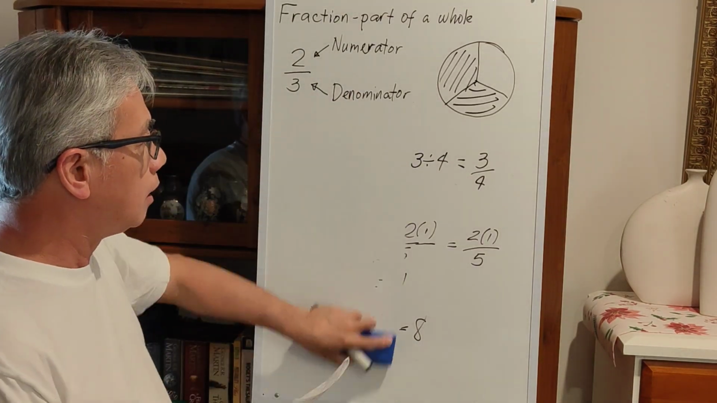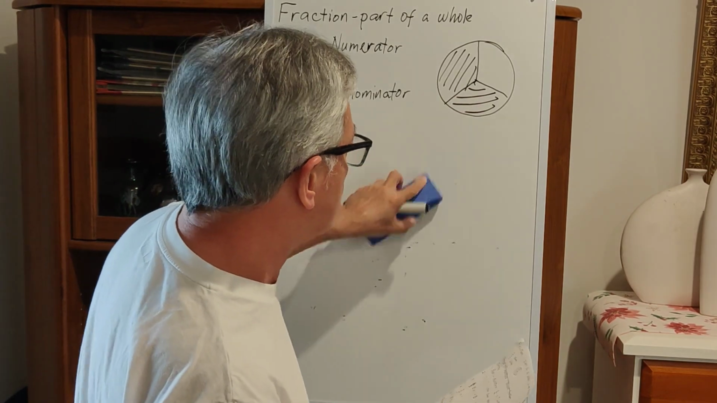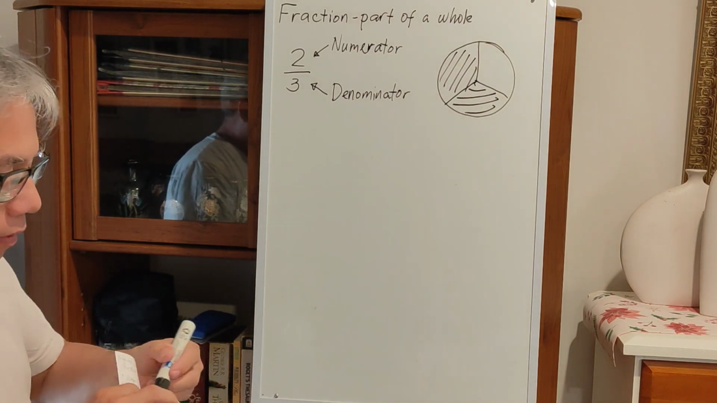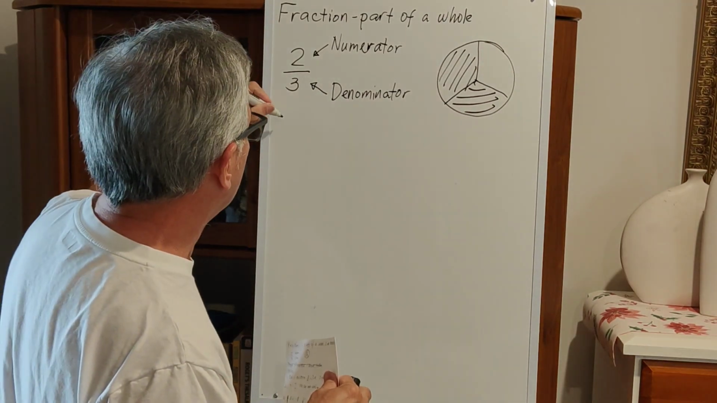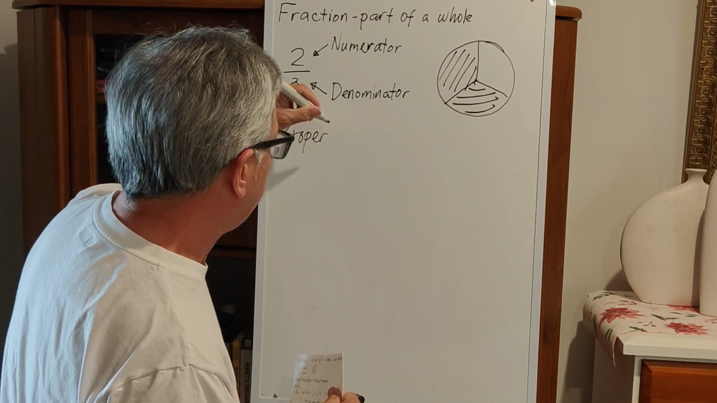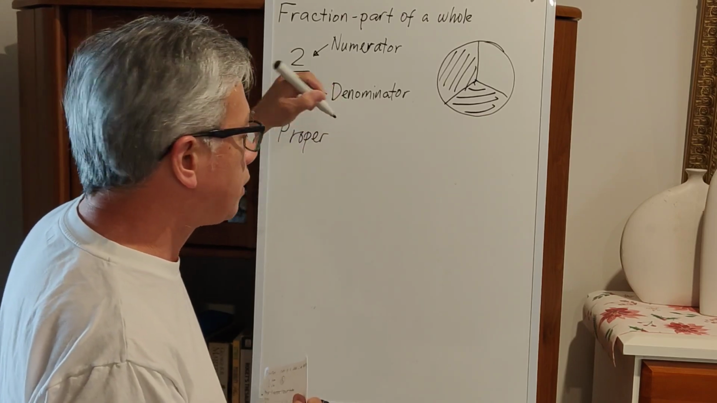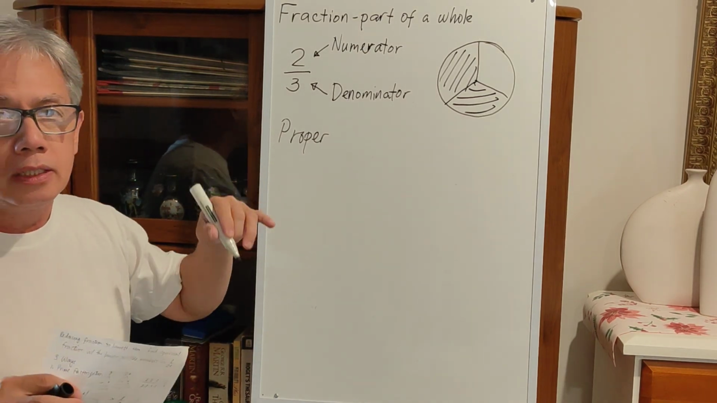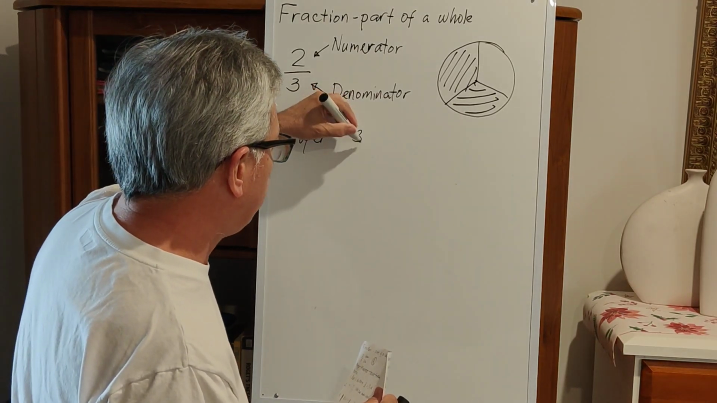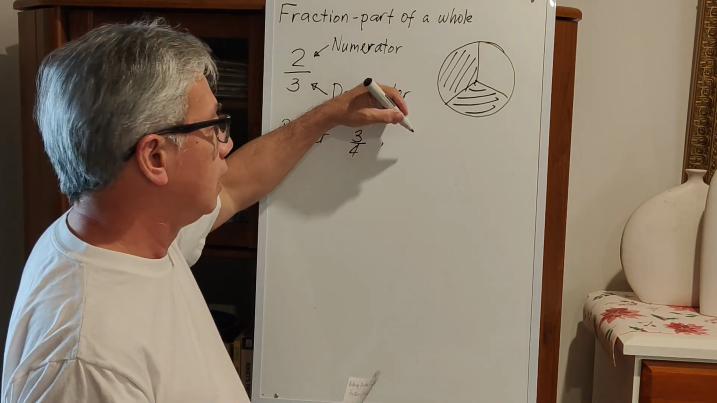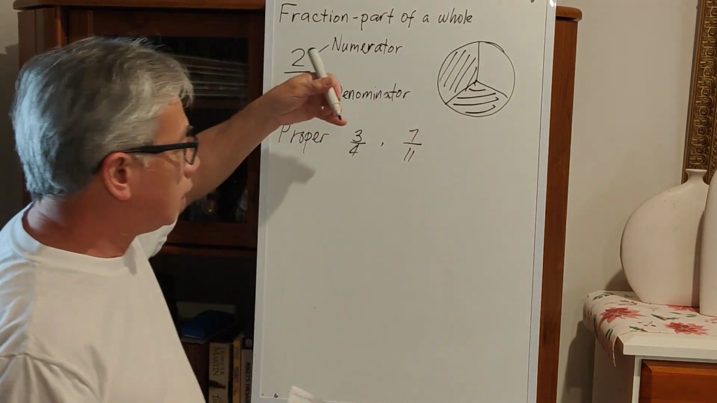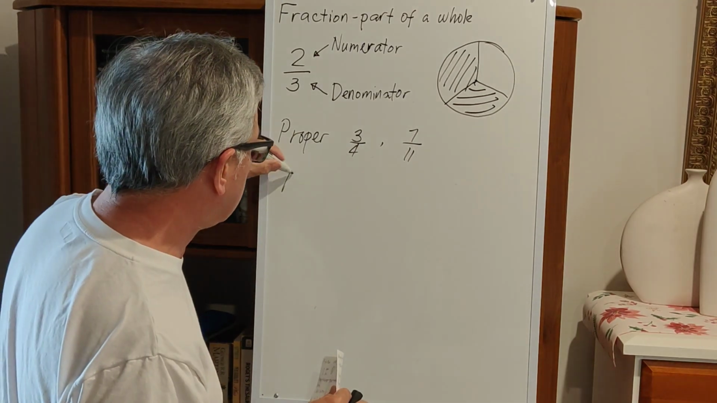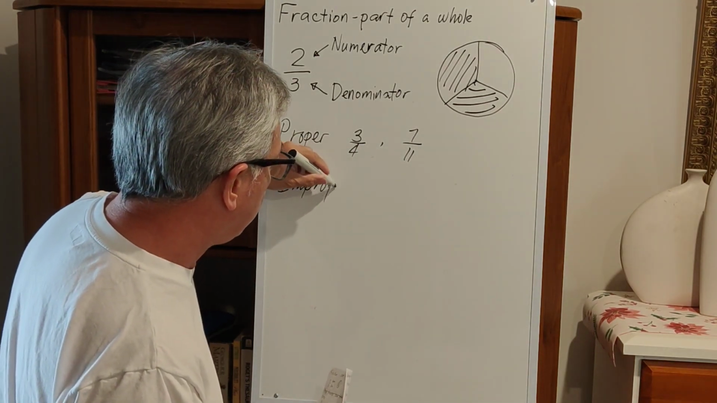Before we proceed, I'd like to discuss the different types of fraction. First is the proper fraction. Proper fractions are fractions where the numerator is smaller than the denominator, like 3/4 or 7/11. So the upper number is smaller than the lower number. That's proper fraction.